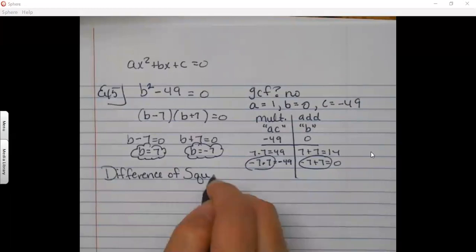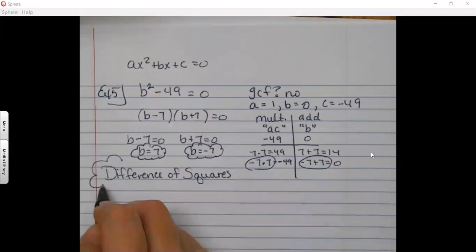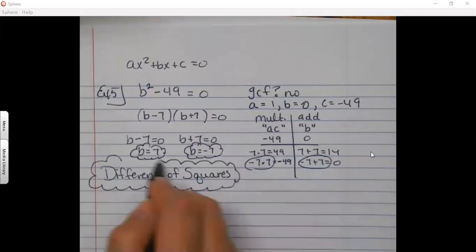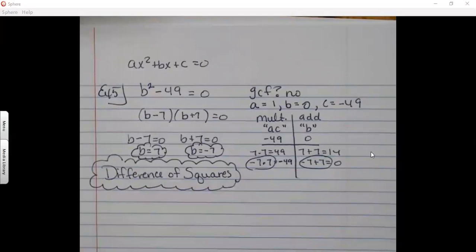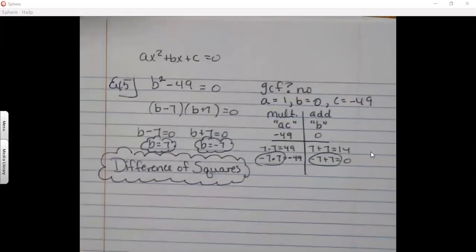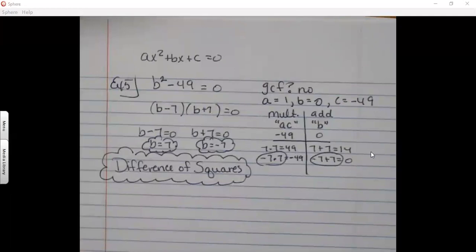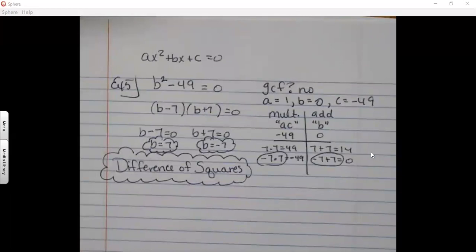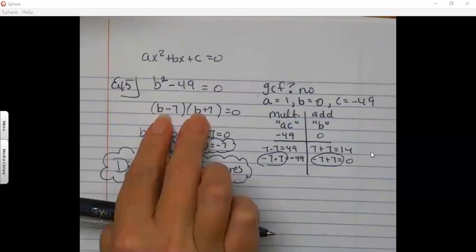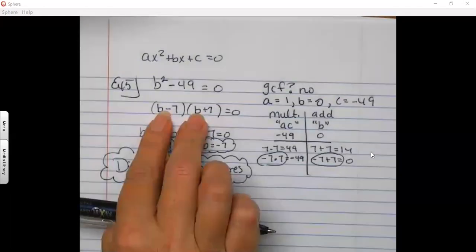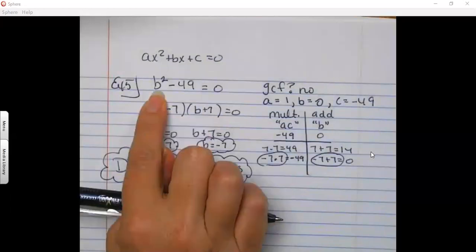When you have a perfect square minus a perfect square, it's a special case. We can factor it without even doing a T-chart. Y'all want to know how? It's easy. You make two sets of parentheses. You put a plus in the middle of one and a minus in the middle of the other. The first term in each set of parentheses is the square root of the first term. What's the square root of b squared?